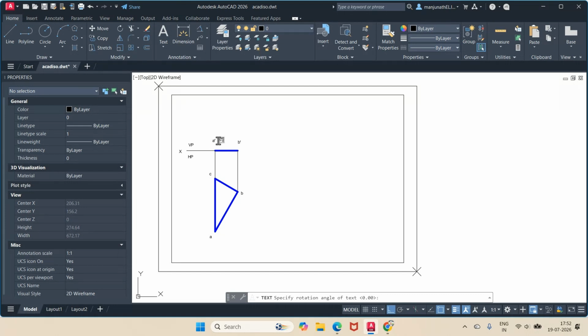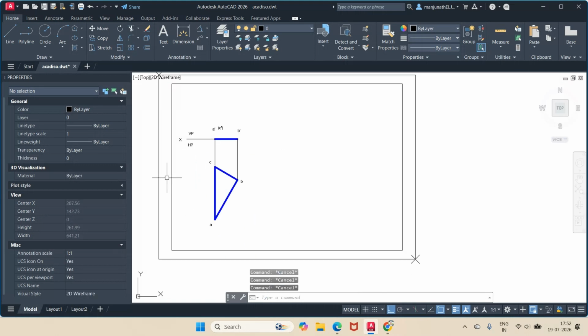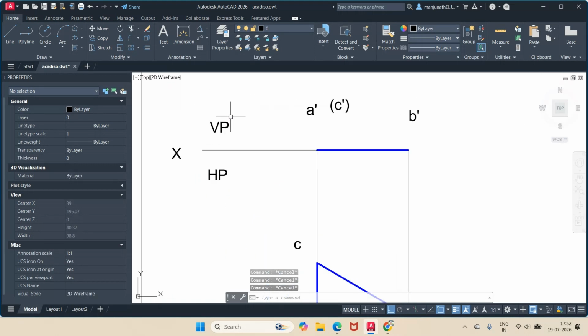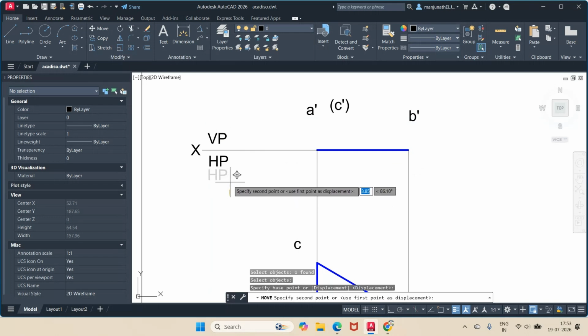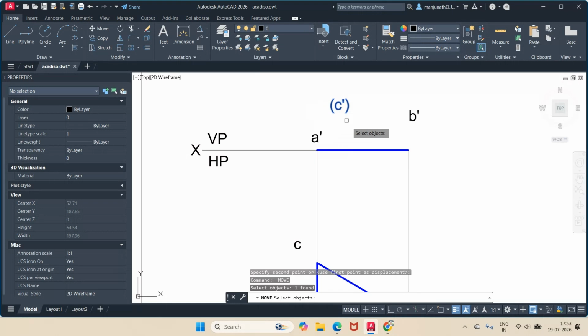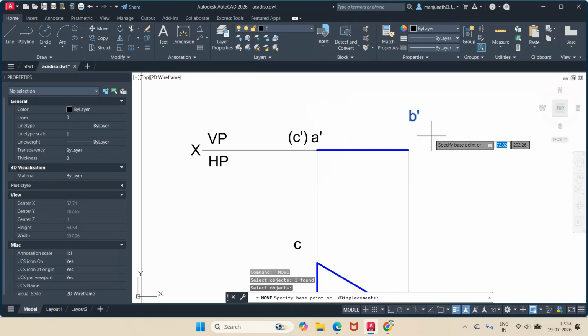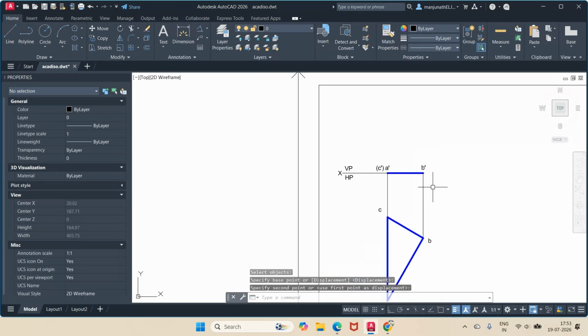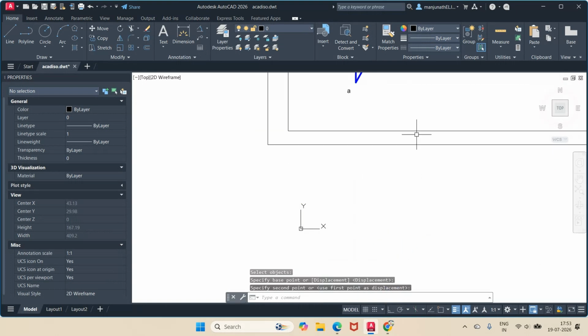Then you come down to zoom window, that is, you bring it nearer to the screen. So you'll go for move, remove both these two and disable. Select this and keep it here. And then you select this and keep it here. Move this. Similarly, you take A dash, then you take C dash, then you take B dash. Then you come down to this portion.